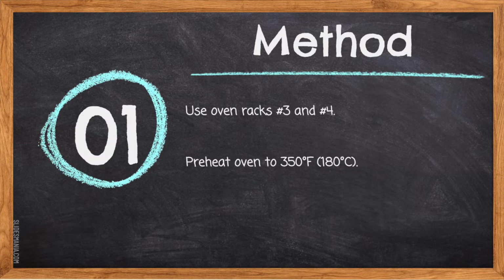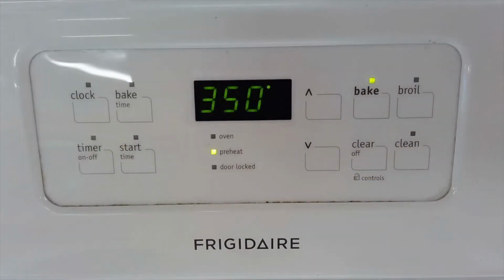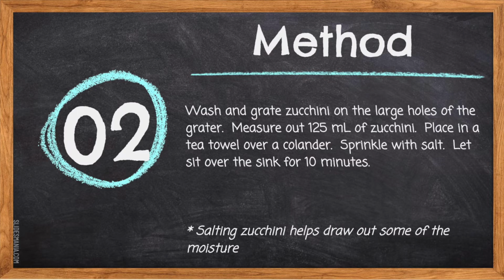Step 1. Use oven racks at number 3 and number 4. Preheat oven to 350 degrees Fahrenheit, 180 degrees Celsius. In order to preheat your oven, press the bake button and then the arrow up. It should automatically go to 350 degrees Fahrenheit. This is a moderate temperature used perfectly for muffins because it will still caramelize your sugar, turning them golden brown without burning the product.